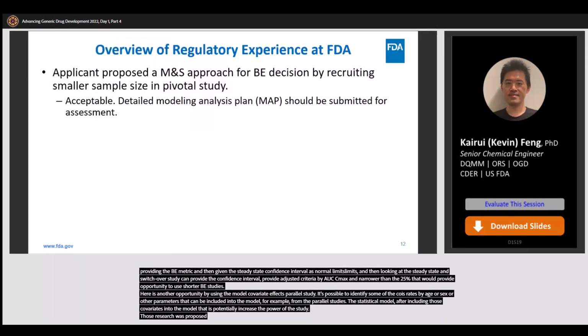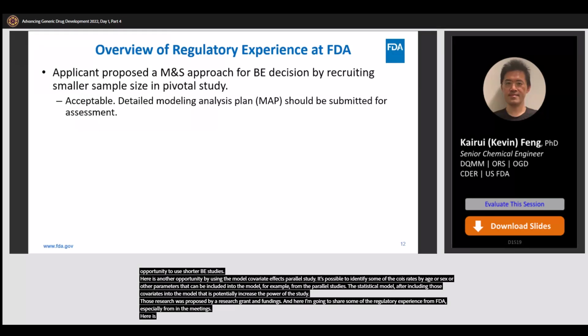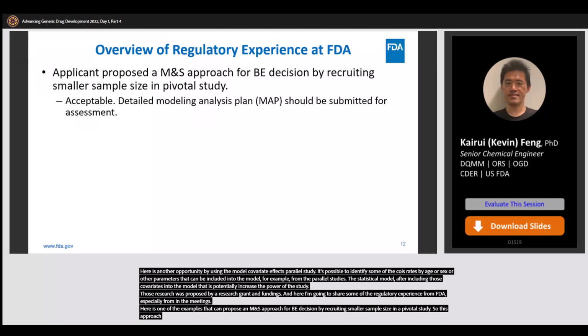And here I'm going to share some of the regulatory experience from FDA, especially from the pre-ANDA meetings. Here is one of the examples where the applicant proposed an M&S approach for BE decision by recruiting a smaller sample size in a pivotal study. So this approach is acceptable, but the detailed modeling analysis plan should be submitted for the assessment.